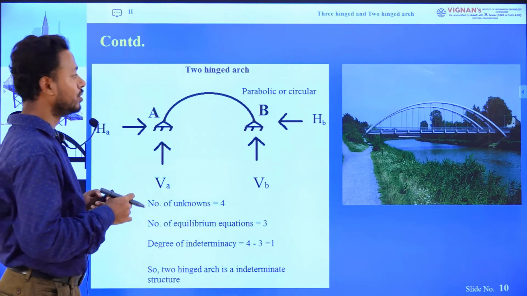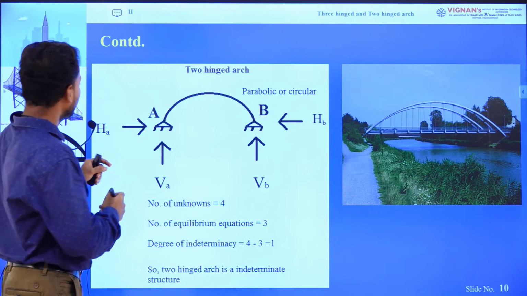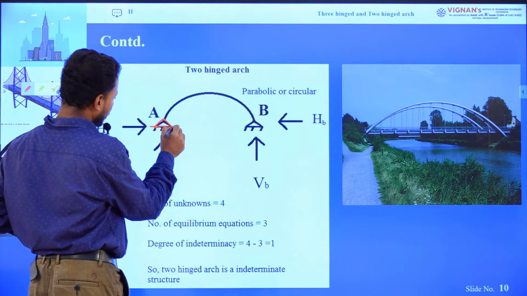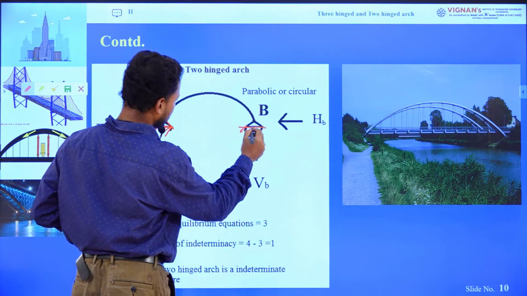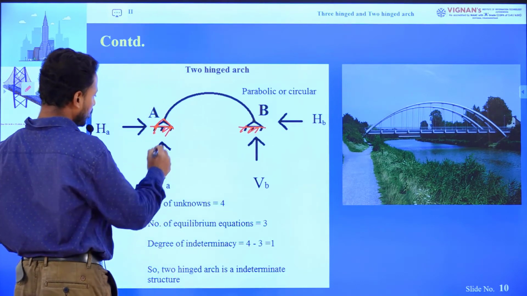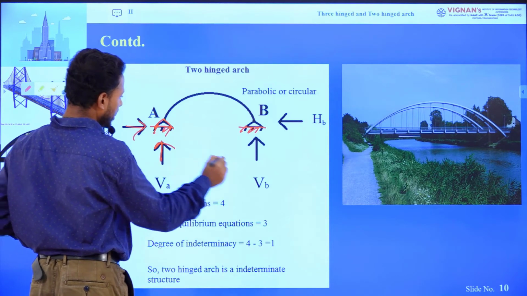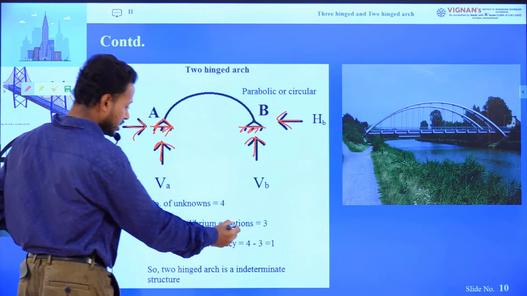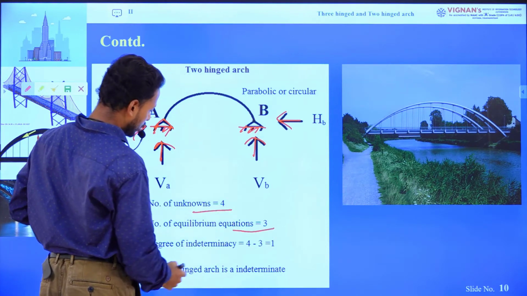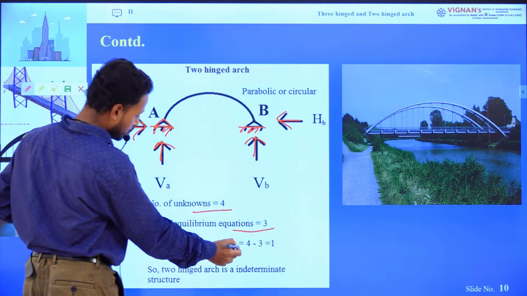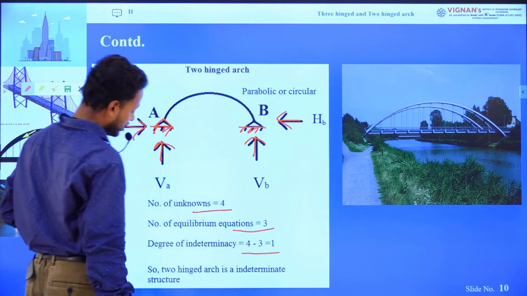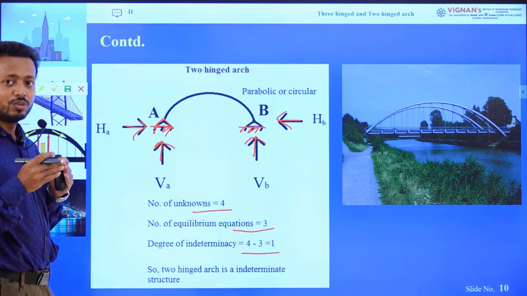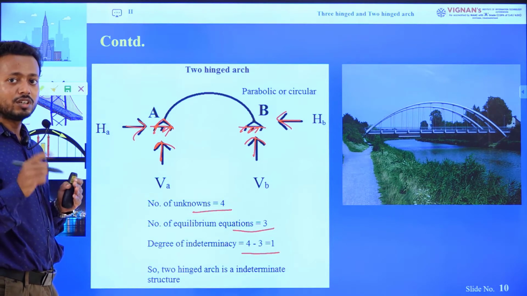We will calculate now. Here we have a typical figure of a two-hinge arch. One hinge is here, another hinge is here. So we have four unknowns, VA, VB, HA and HB, but we have only three equations of equilibrium. So the degree of indeterminacy equals 4 minus 3 equals 1. So a two-hinge arch is an indeterminate structure with degree of indeterminacy 1.